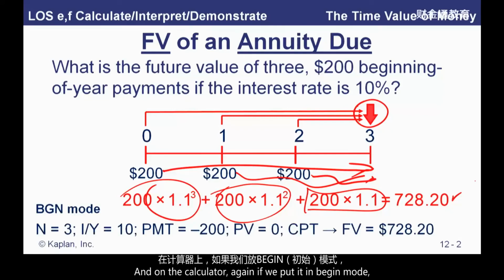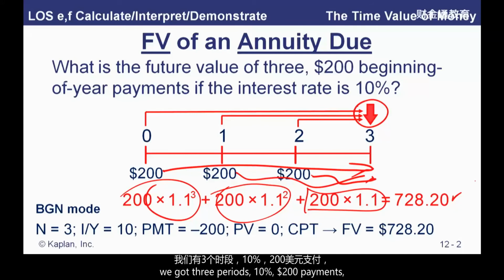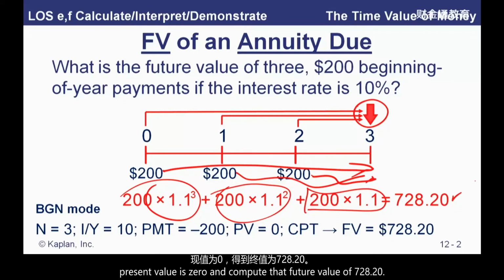And on the calculator, again, if we put it in begin mode, we've got 3 periods, 10%, $200 payments, present value is 0, and compute that future value of $728.20.